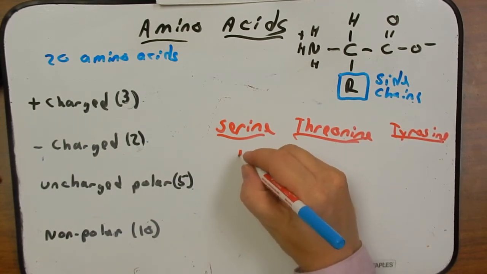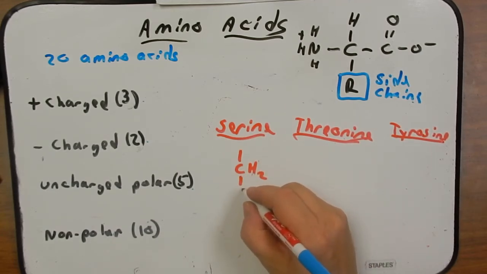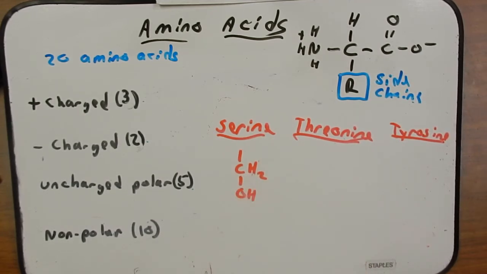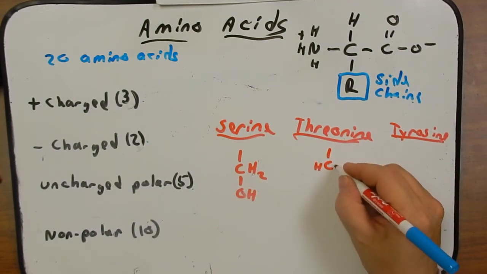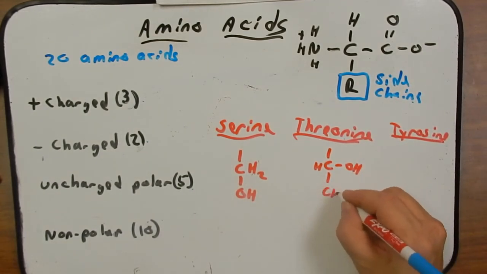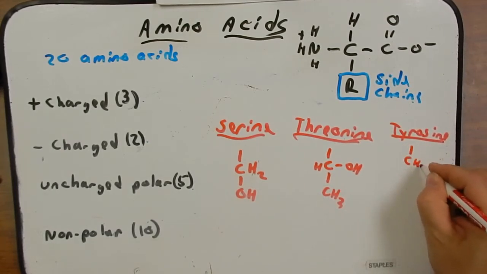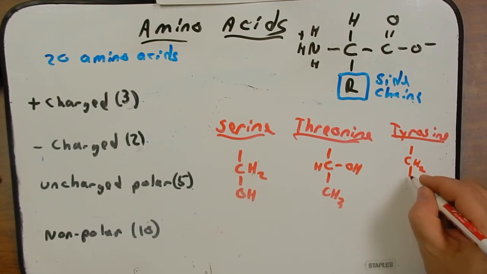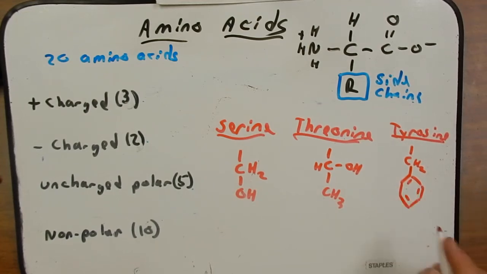Serine looks like this, with a carbon with 2 hydrogens and then a hydroxyl group added to it. Threonine is similar. It has a carbon with a hydrogen and then a hydroxyl group off of it, and then a methyl group off of the other end. Tyrosine is our first ring structured amino acid. It has a CH2 followed by a ring and a hydroxyl group down here. These are the last of the uncharged polar amino acids.